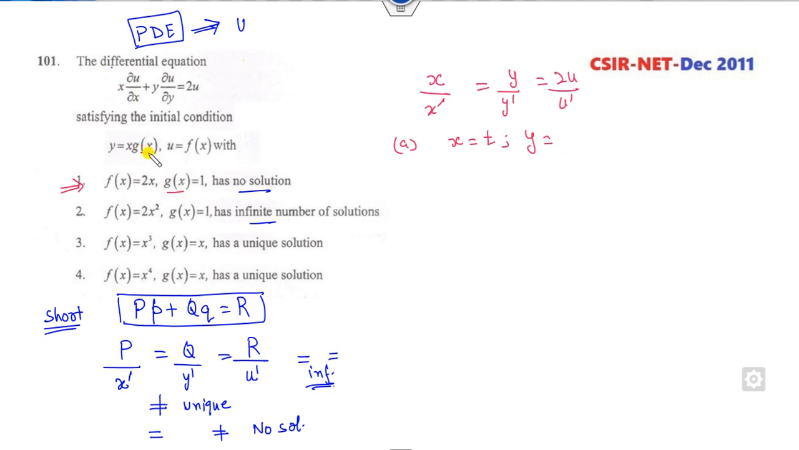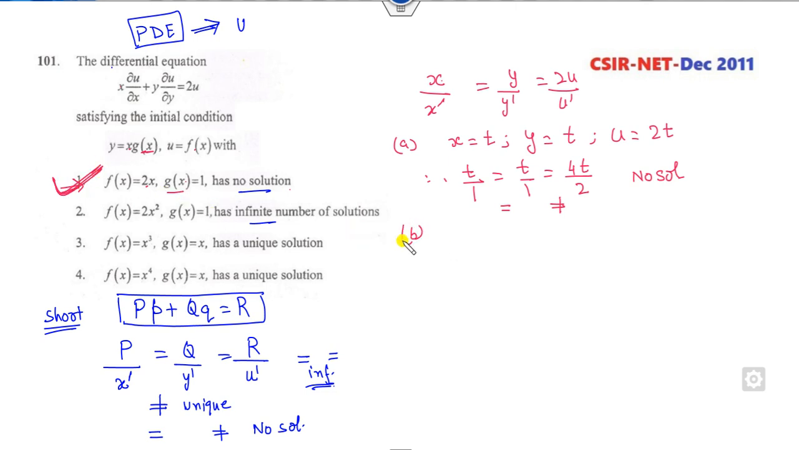g is my 1, so it is x into 1, that is x here, and u is my fx, so that is my 2t. So if I substitute here, x is my t divided by derivative, t over 1, that is my 4t divided by their derivative. So you can see the first two are equal, but the third is not equal. So what is the meaning of that? It is a no solution. So the first option is the correct one.